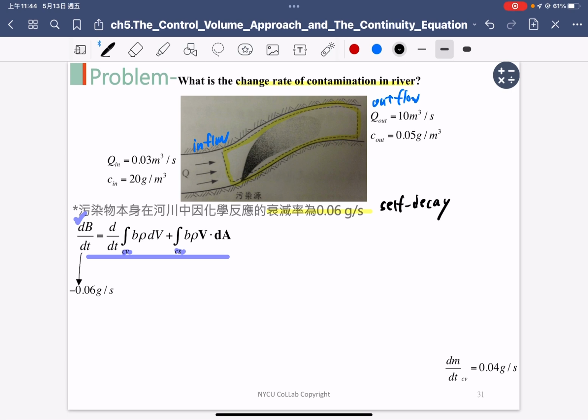So this is the self-decay that tells us the dm/dt. In that case, we are discussing the extensive property, which is the mass. So that's the dm/dt in the closed system, and it will equal minus 0.06 g per second.